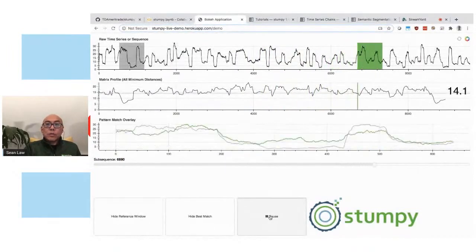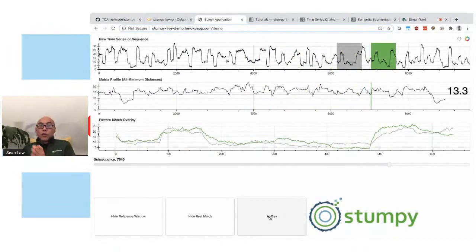Now, one thing to point out too is that wherever your reference window is, this green box, what matches that pattern doesn't always have to occur in the future. It can also occur in the past as well. So that's why you see this gray box behind it. So there's something to keep in mind.